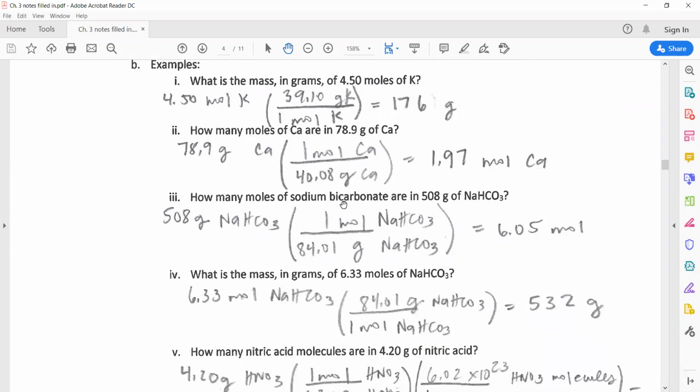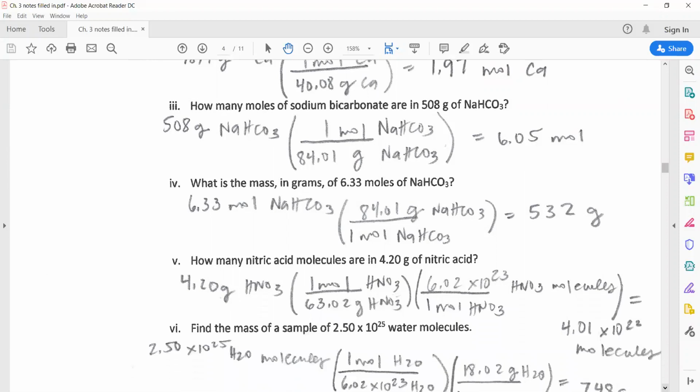How many moles of sodium bicarbonate, whose formula is given here, are in 508 grams? So again, we start with grams. Immediately grams has to go to the bottom, and we can go grams directly to moles. So 1 mole is equal to this added up on the periodic table. So we added 1 sodium, 1 hydrogen, 1 carbon, 3 oxygens. So that gave us the 84.01. We divide by that and we get 6.05.